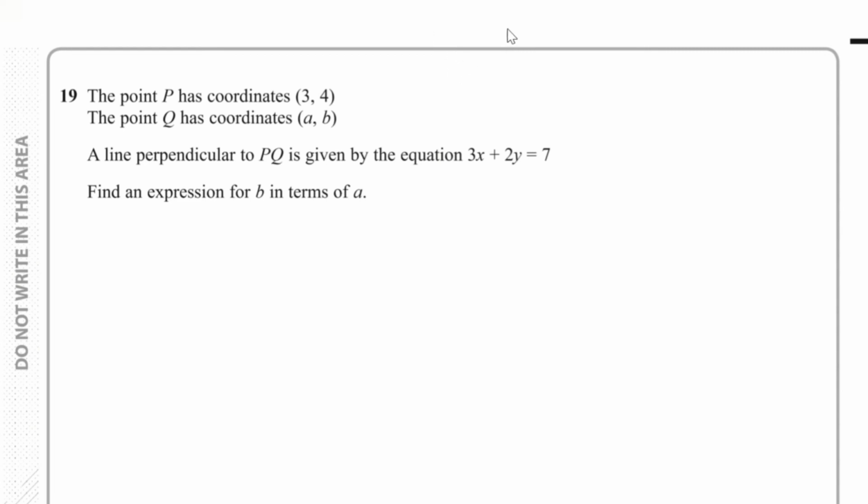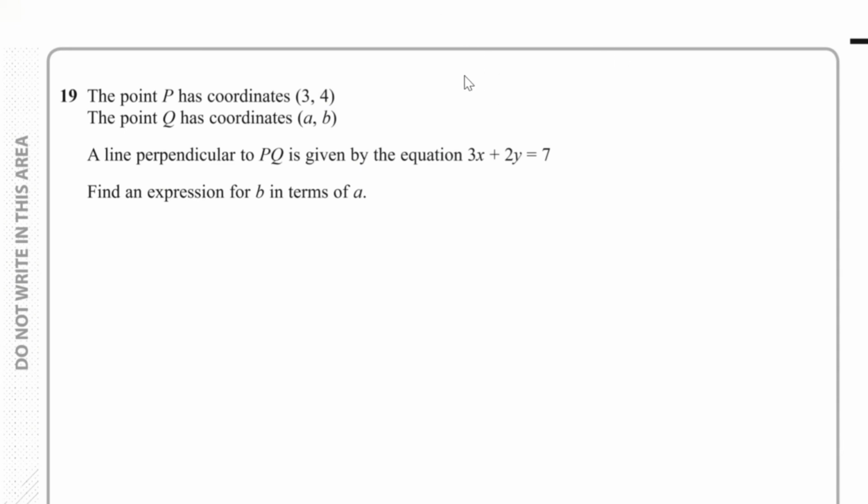Question number 19. The point P has coordinates (3, 4). The point Q has coordinates (a, b). A line perpendicular to PQ is given by the equation 3x plus 2y equals 7, and what we have to do is find an expression for b in terms of a.